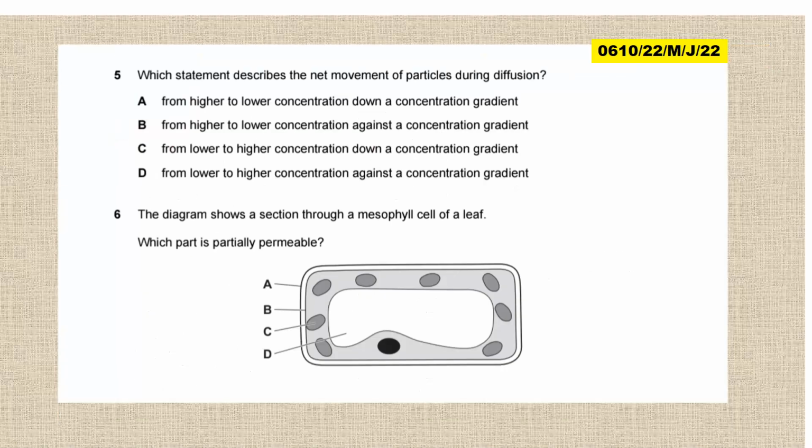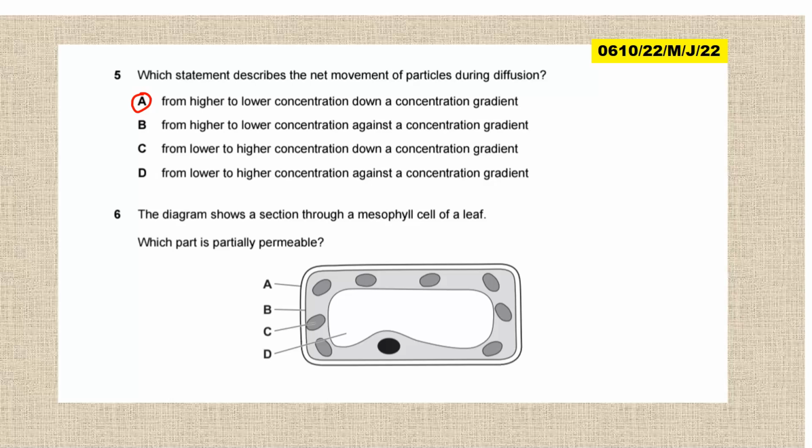This is Paper 2, May/June 2022. Which statement describes the net movement of particles during diffusion? From higher to lower concentration, down the concentration gradient, yes. From higher to lower, against the gradient, no. From lower to higher, no. So it's from higher to lower, down the concentration gradient.